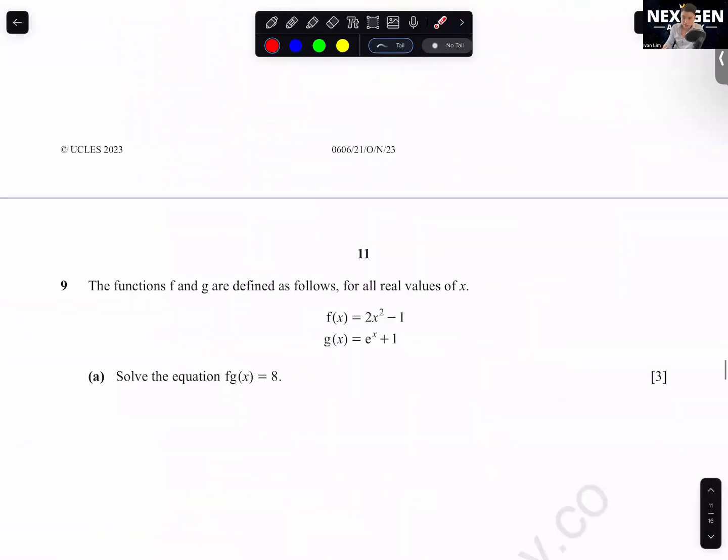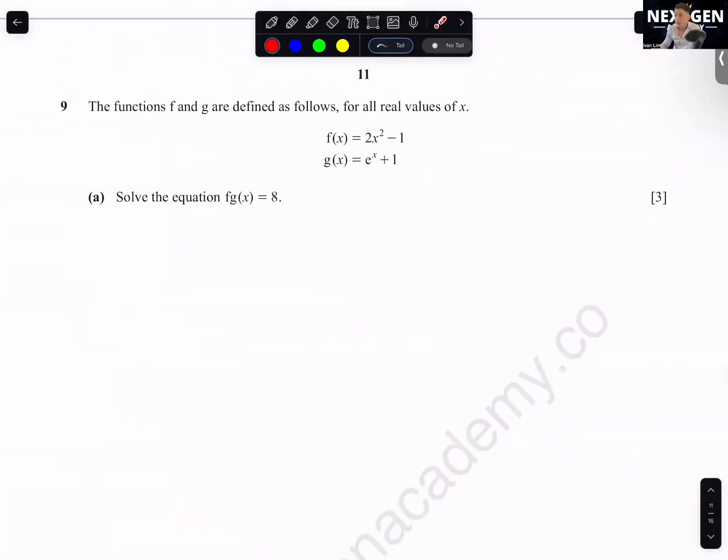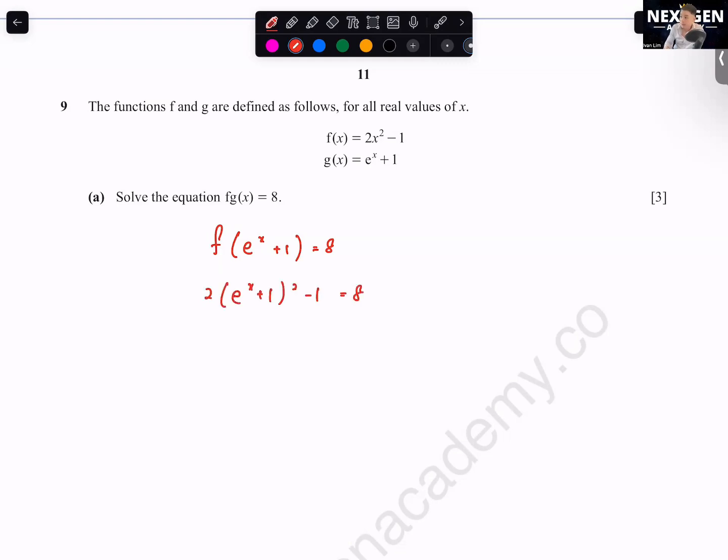Okay, question 9. The functions f and g are as below. So you got f(x), you got g(x). Solve the equation f(g(x)) equals 8. This is a composite function, so we open up the g first. So f of e to the power of x plus 1 equals 8. Then here 2 times (e to the power of x plus 1) squared minus 1 equals 8.